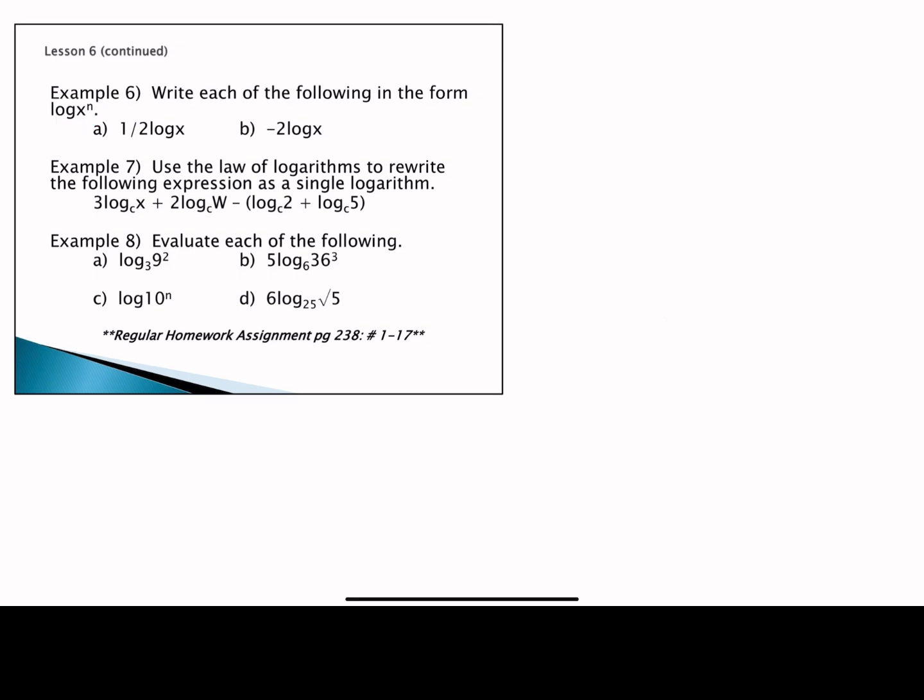The next example looks a little bit more complicated at first glance. Question number 7 says, use the law of logarithms to rewrite the following expression as a single logarithm. Right now I see there are 1, 2, 3, 4 separate logs in that expression. We want to combine them and make them one. So as I'm rewriting this, we've got 3 log base c of x plus 2 log base c of w. We're then subtracting, inside brackets, log base c of 2 plus log base c of 5.